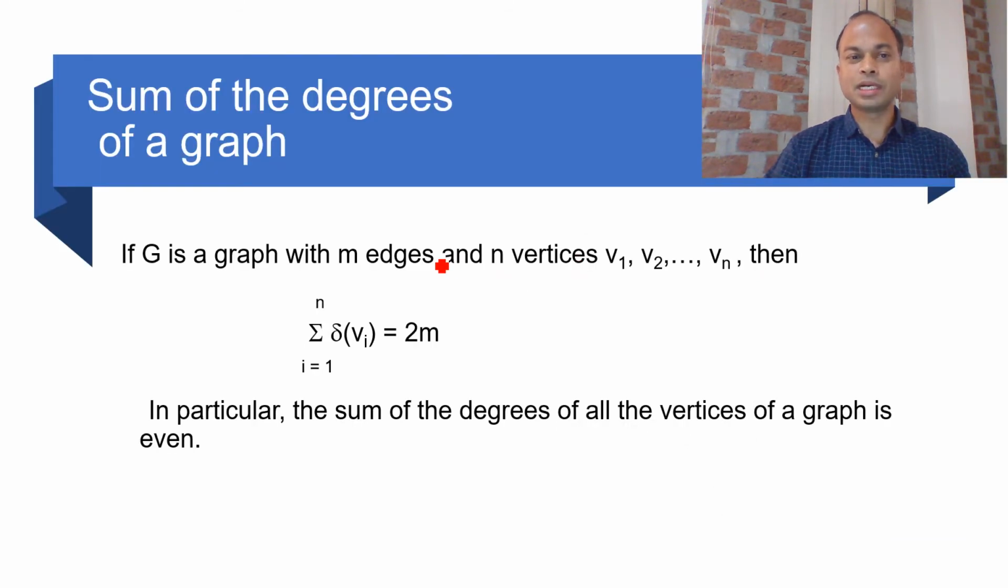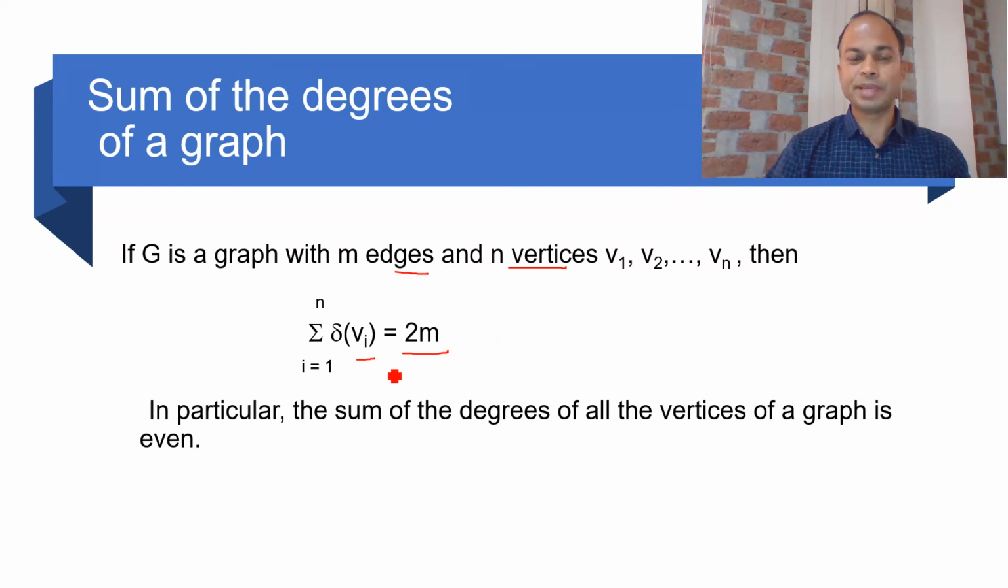If we talk about the sum of degrees of a graph, we have to compute the sum of degrees of all the vertices. Then this concept is called the sum of degree of a graph. Say we have m edges and n vertices. Vertices are labeled by v1, v2 up to vn. Then the sum of degree is given by the summation of degree of vi equals twice the number of edges.